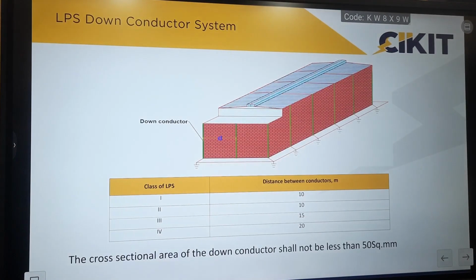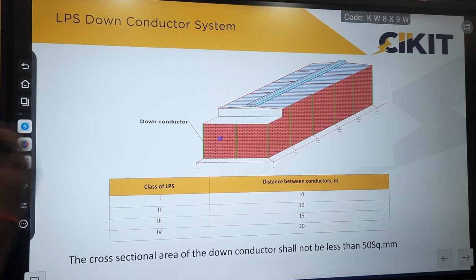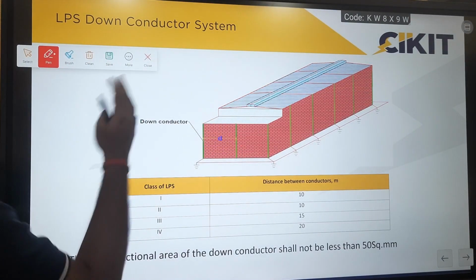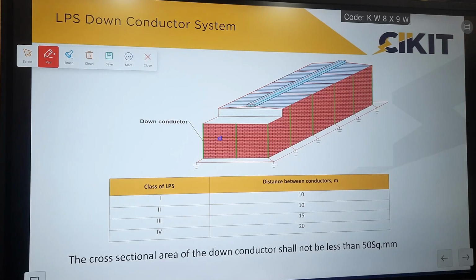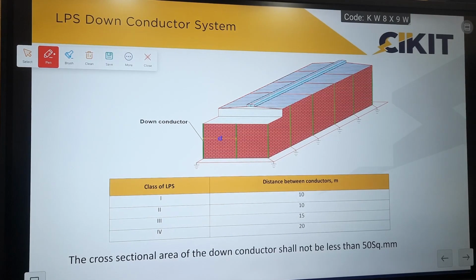So the next part is a down conductor system. The purpose of the air terminal is to intercept the lightning, and the purpose of the down conductor is to carry the energy from the air terminal to the earthing system. So it simply acts as a bypass to the building. It simply diverts the energy from the air terminal to the ground without damaging the structure.